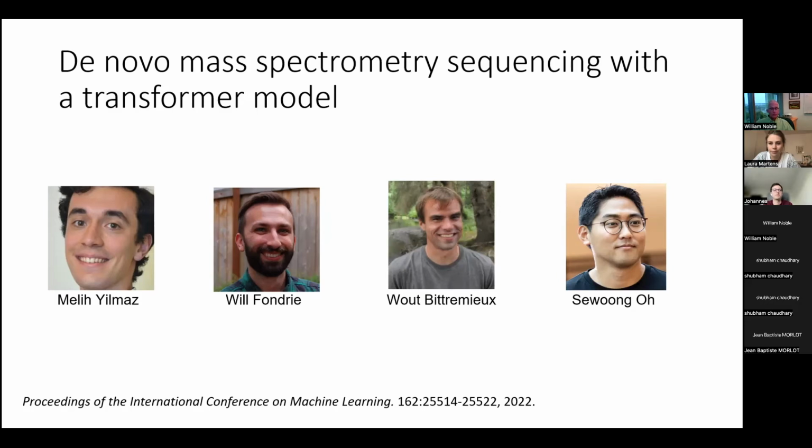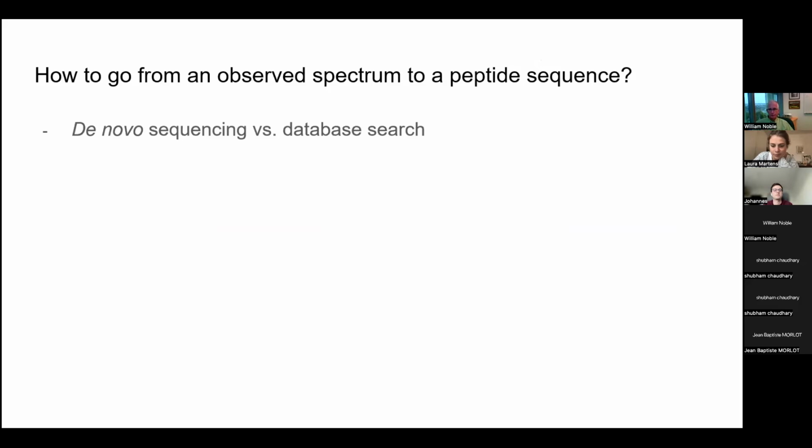And the topic we're talking about here is another alternative way to assign peptides to spectra. It's called de novo mass spectrometry sequencing. I alluded to this before, but there's basically two different ways to assign a peptide to an observed spectrum. And they're referred to as de novo sequencing and database search.